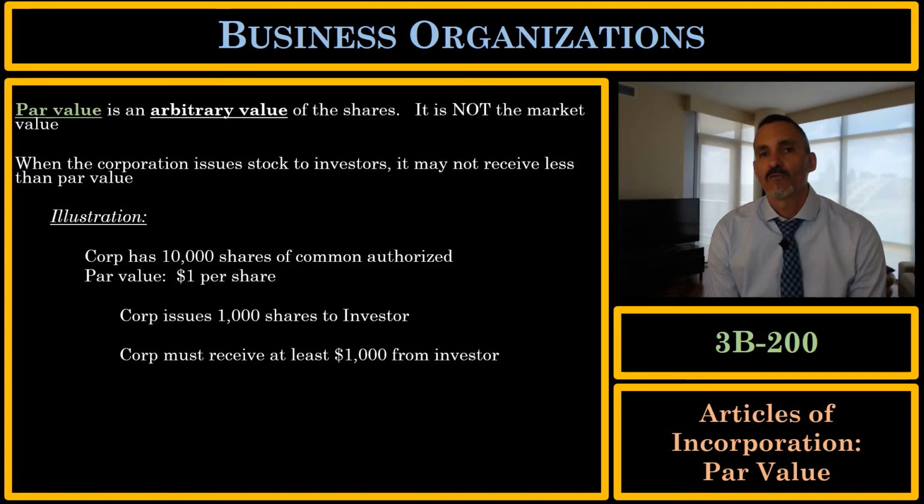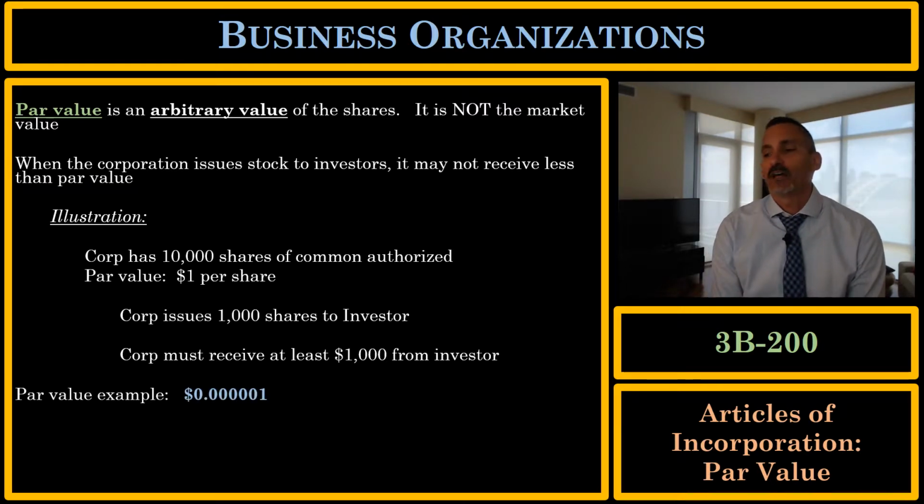That's all par value is. And you might say, well, how did you establish the $1 par value? And the answer is, it was arbitrary. The board of directors said $1. Or when we were drafting the Articles of Incorporation, we said, what should the par value be? And someone said, I don't know, $1? And everyone said, okay. That's all it is. Okay?